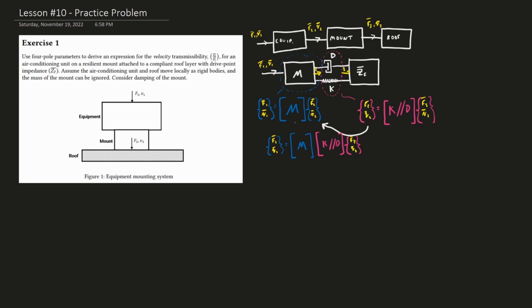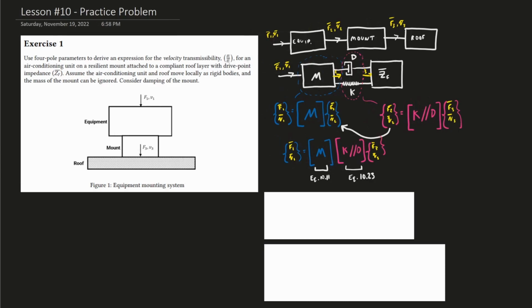Next, we can now go ahead and actually fill in the values for these matrices. So the 4-pole parameter matrix for the mass term will be given by equation 10.11 in the notes, and the 4-pole parameters for a spring and dash pot in parallel will be given by equation 10.23 in the notes.